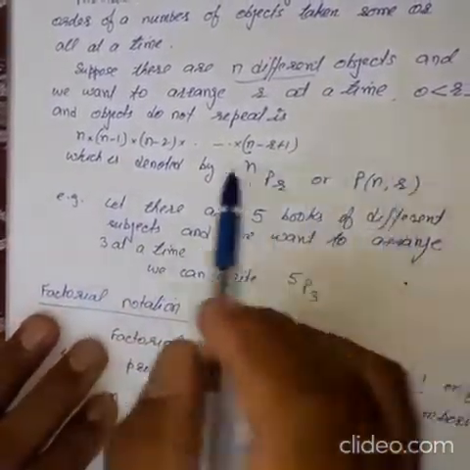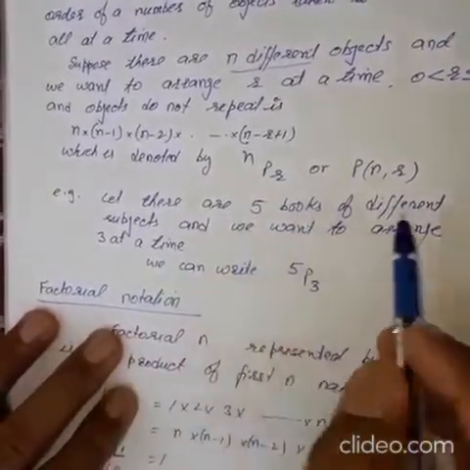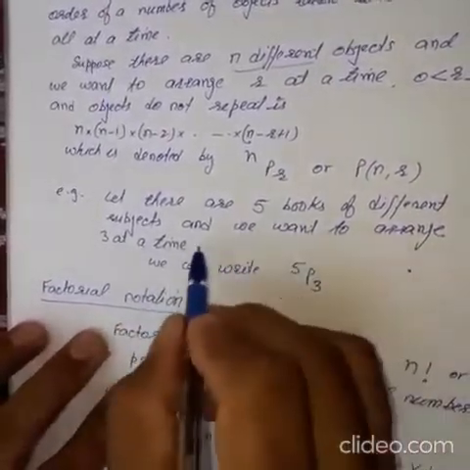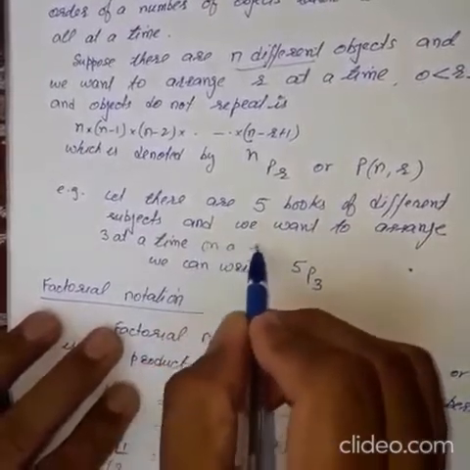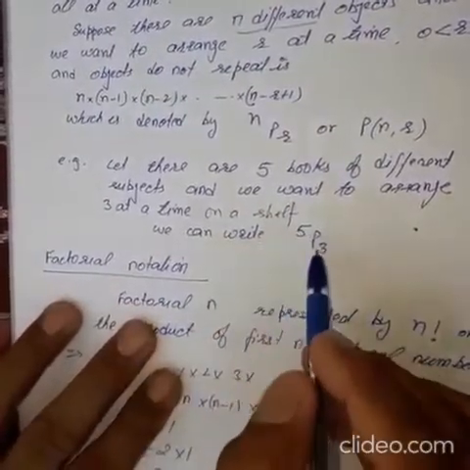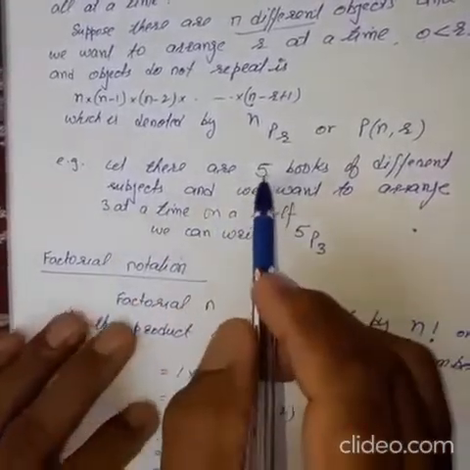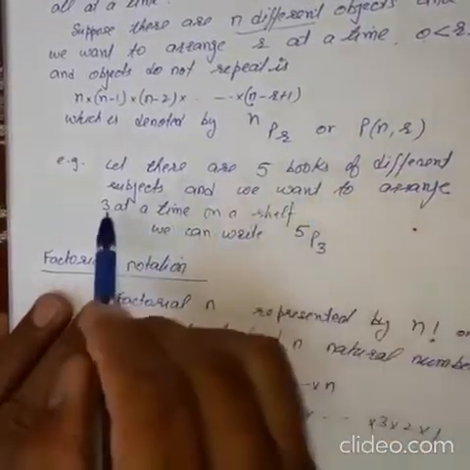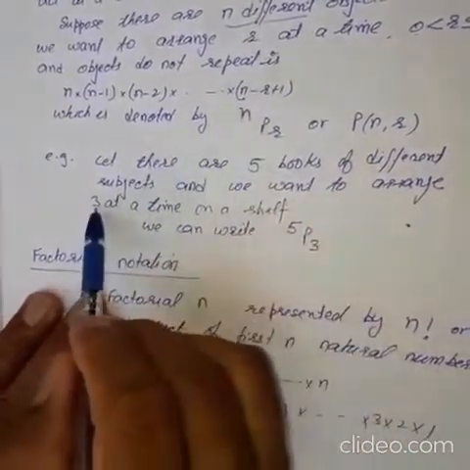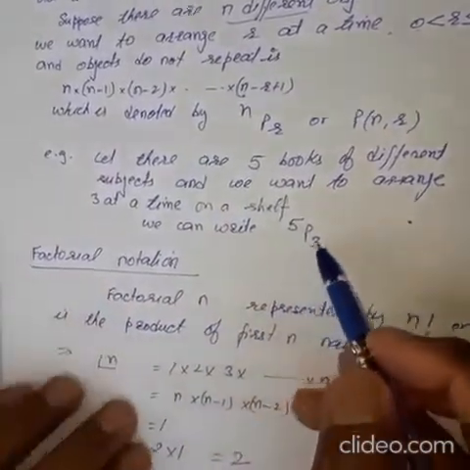To understand this, consider an example. Let there be 5 books of different subjects and we want to arrange 3 at a time on a shelf. So in symbols we can write 5P3. It means total books are 5, we have to arrange 3 at a time, and this value represents r, so it should be less than or equal to 5. So in symbols we write 5P3.